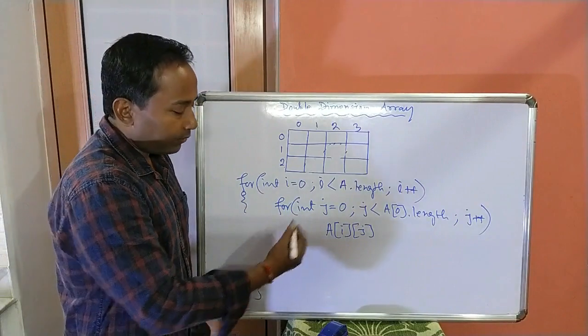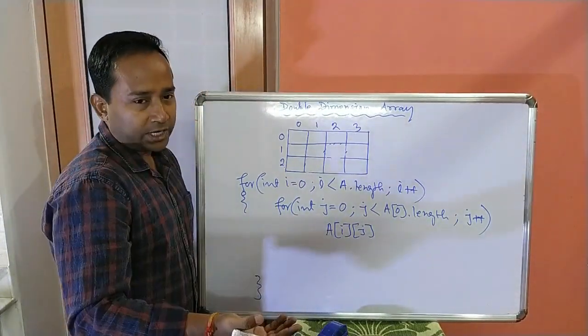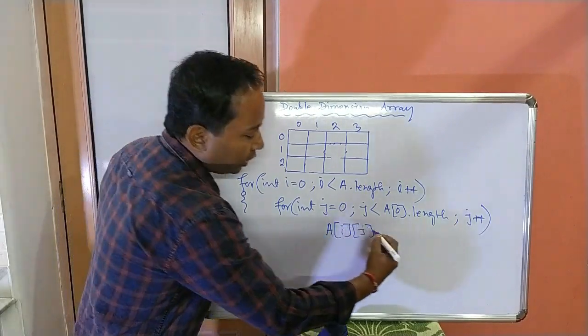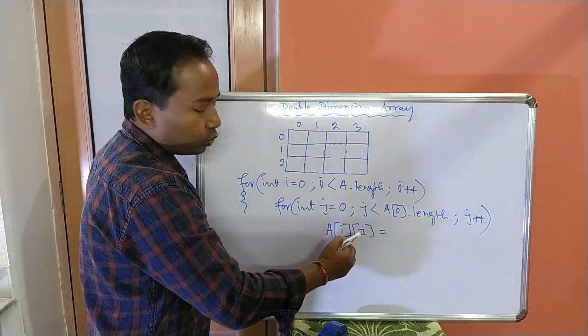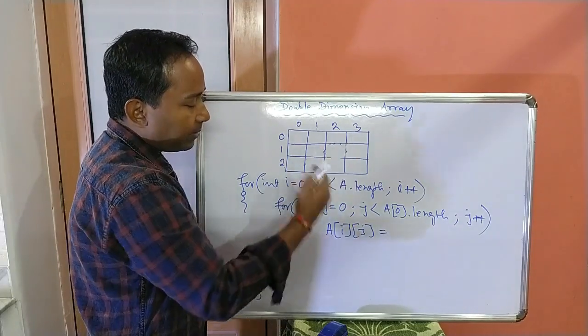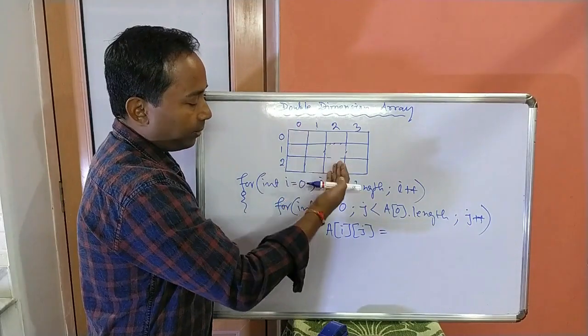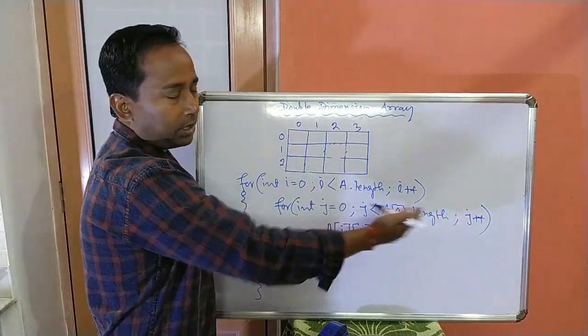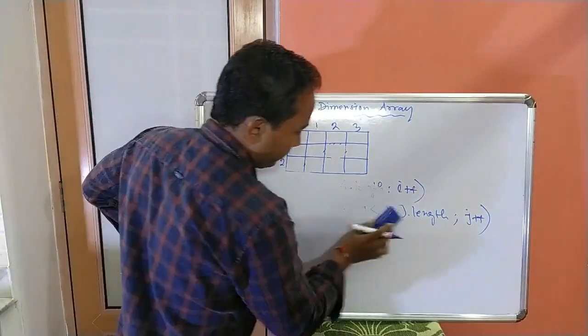Now what to do here with this element depends on the program. Either we can use this element's value in an expression, or print it, or assign a value to it. If it is a blank array, how to take runtime input for the elements? Scanner object dot nextInt if it is an integer array. If it is a double array, scanner object dot nextDouble. So this way we can take input. So this was the double dimension array.